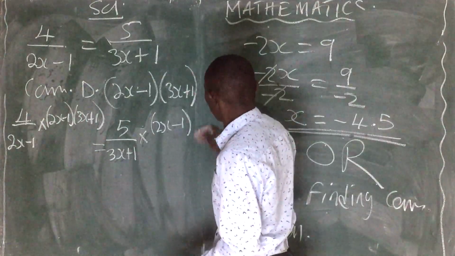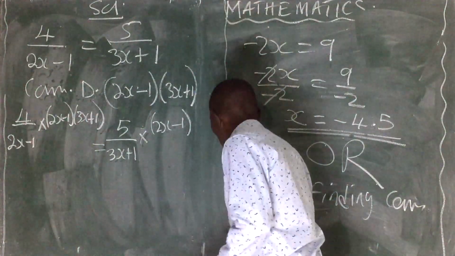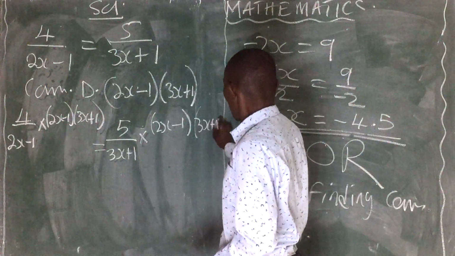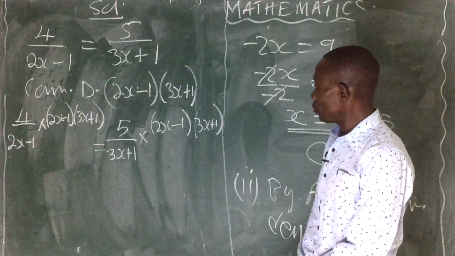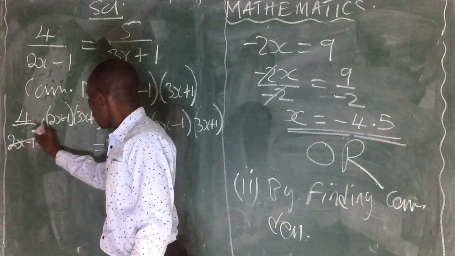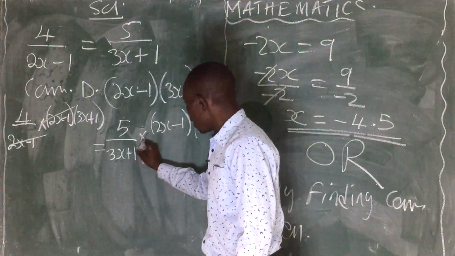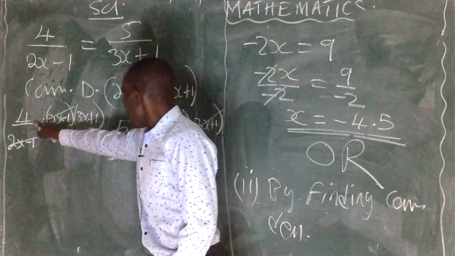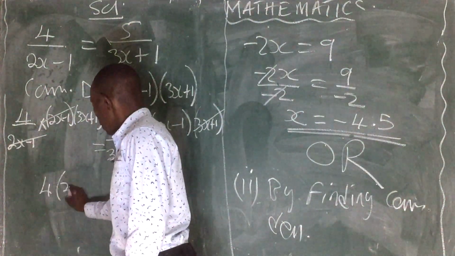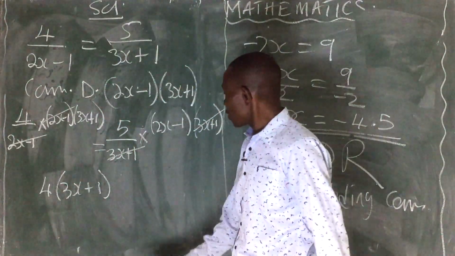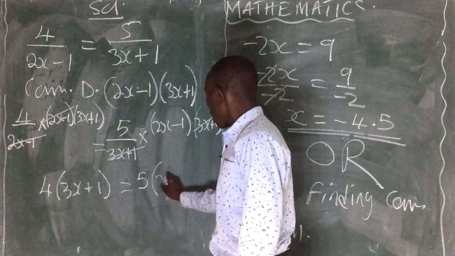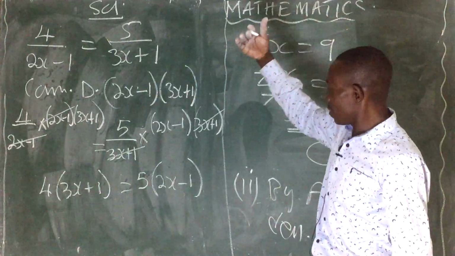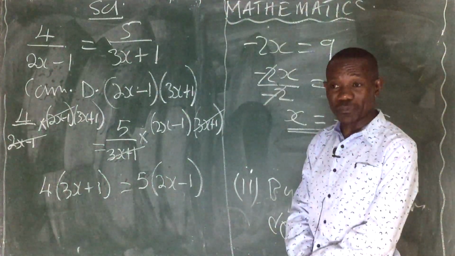Let me extend this margin to somewhere here because of space. That one will be multiplied by 3x plus 1, like that. So what do we do? You see that here 2x minus 1 will cancel 2x minus 1, and here 3x plus 1 will cancel with 3x plus 1. What do we obtain then? We'll have 4 multiplied by this, which is 4, open brackets, 3x plus 1. On the right hand side, we remain with 5 to be multiplied by 2x minus 1, like that. You see, we are reaching the same stage as we started with the cross multiplication.